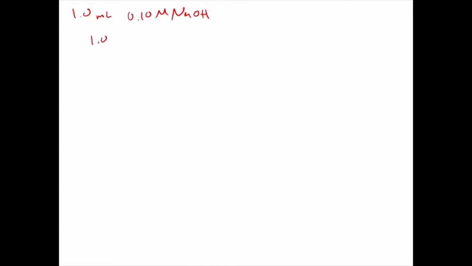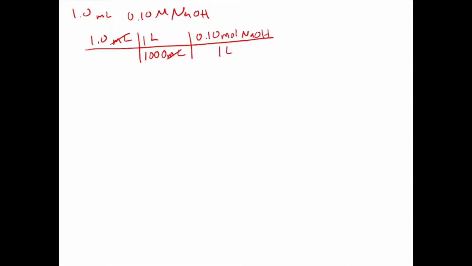So 1 milliliter. We need to start by putting this into liters, and there's 1,000 milliliters per 1 liter. Now we can get moles of sodium hydroxide using the molarity, 0.10 moles of NaOH for every 1 liter of NaOH. So that all cancels, and this gives us 1.0 times 10 to the negative fourth moles of sodium hydroxide.